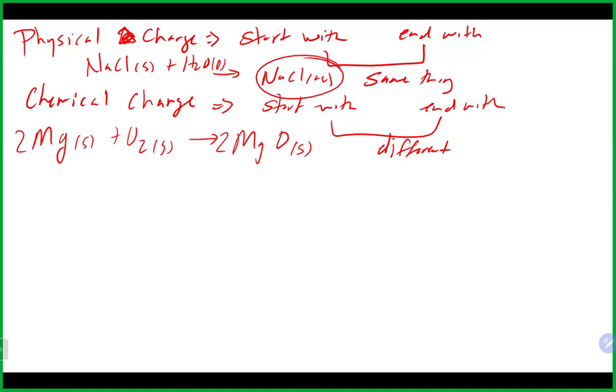So remember, any type of phase change, when you're just changing something from one phase to the next, is always a physical process. Making these mixtures is also physical, and we know that because we could use some type of physical means to separate them out.